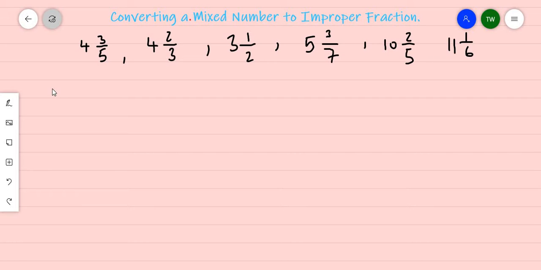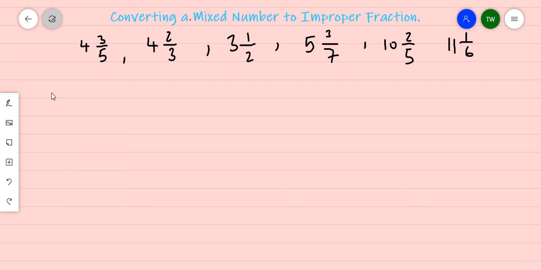Hello everyone. In this video, what we're going to focus on is how we convert a mixed number to improper fraction, right? And here I have some examples of mixed numbers, and I'm going to convert each of them to improper fraction. So what you need to do, you need to take the denominator to multiply the whole number and add it to the numerator.